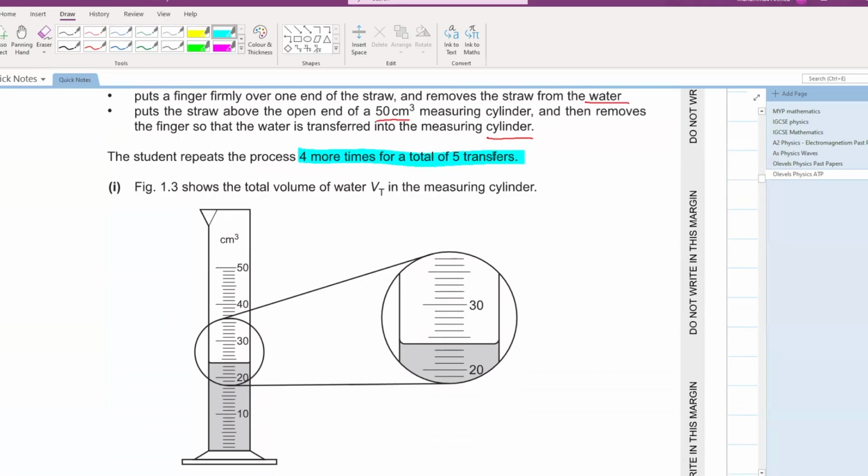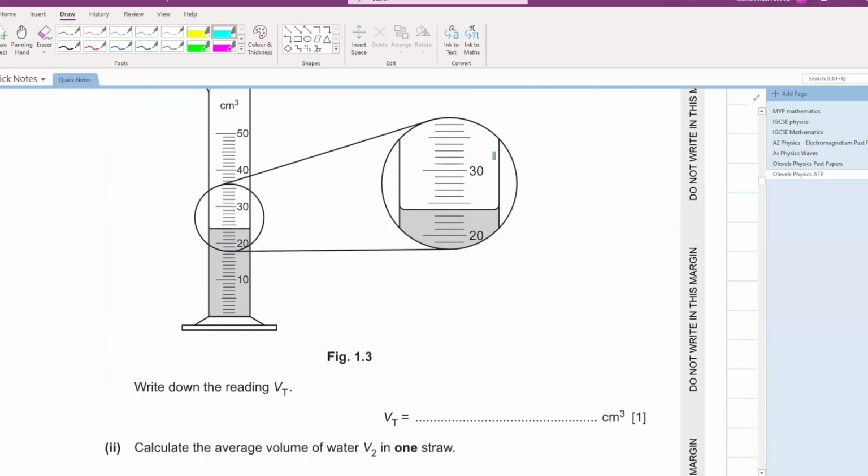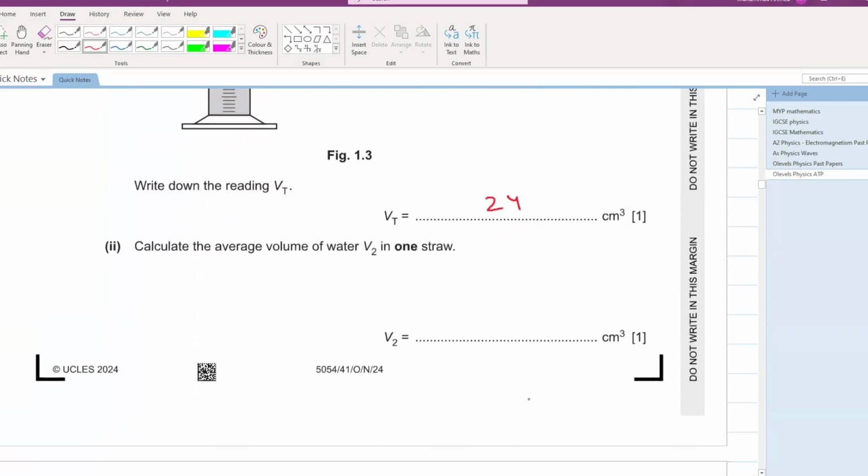Figure 1.3 shows the total volume VT in the measuring cylinder. Write down the value of VT. Okay, so we have to read this reading of VT. So this is 20, this is 21, 22, 23, and 24. VT is what? 24 cm cube. Simple. Calculate the average volume V2 in one straw.